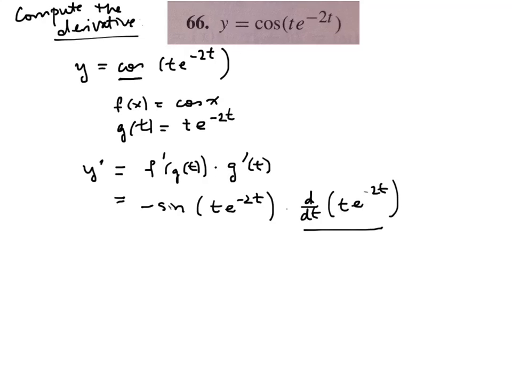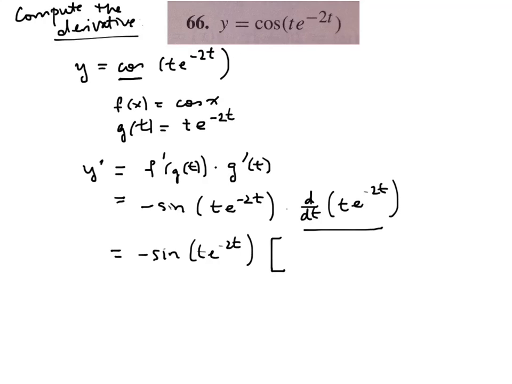And that's a product of two things. It's a product of t and e to the negative 2t. So we need to use the product rule. Okay, so we still have this negative sine of t e to the negative 2t piece. I'm going to set myself up with some brackets because the product rule is going to give me a sum, and I want this negative sine piece to be multiplied by the whole thing.